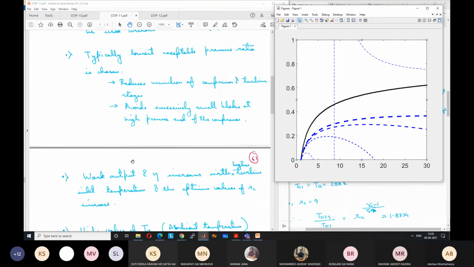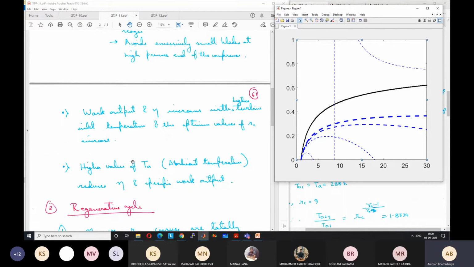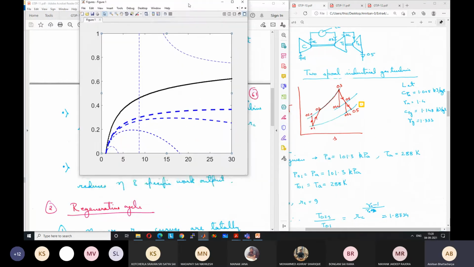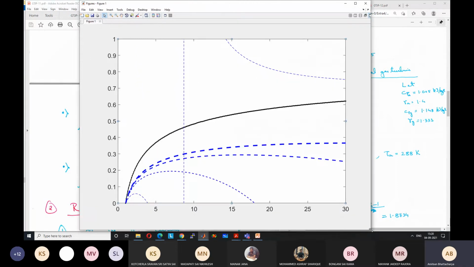Okay, and work output and efficiency. Just now we are looking at efficiency. So efficiency increases with higher turbine inlet temperature, that we have seen. And the optimum value of RC also increases. And I have described why this happens, because of more work output relative to the losses. So ambient temperature we have not yet discussed. We will see. Okay, so this is for the simple Brayton cycle. So what happens for the regenerative cycle? Let us see.